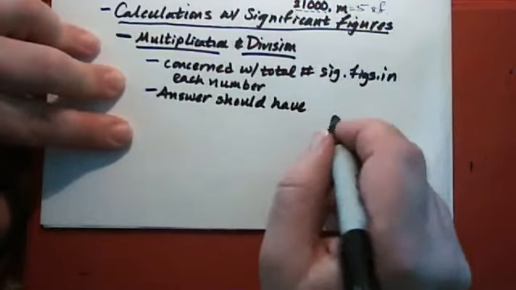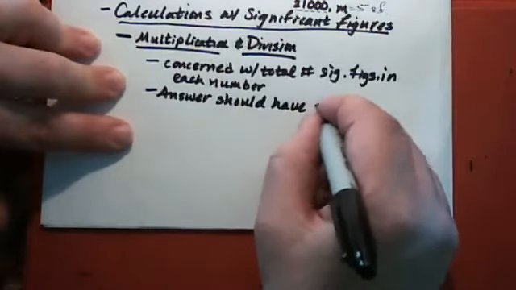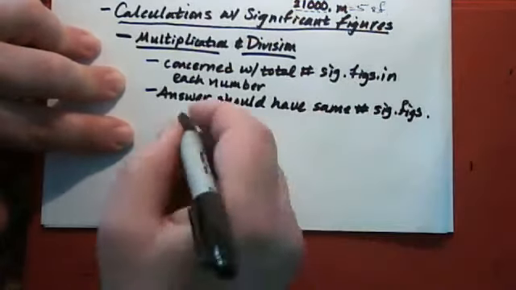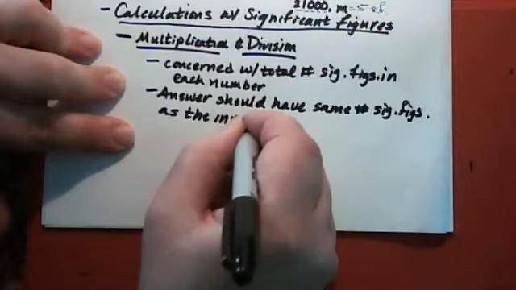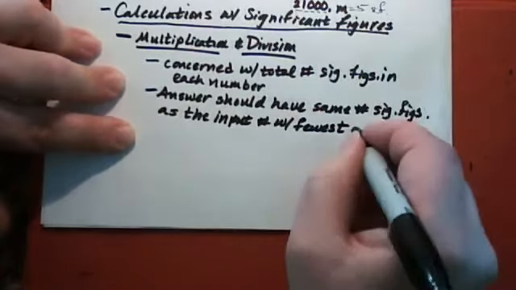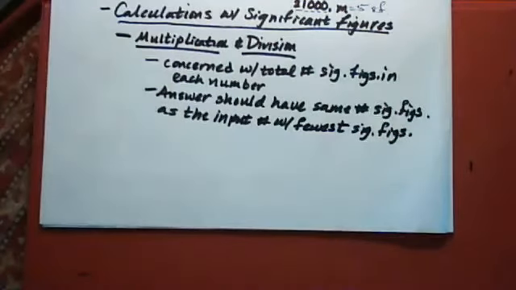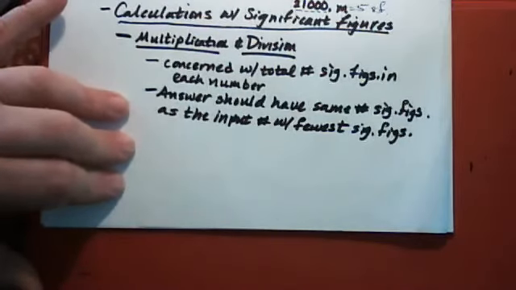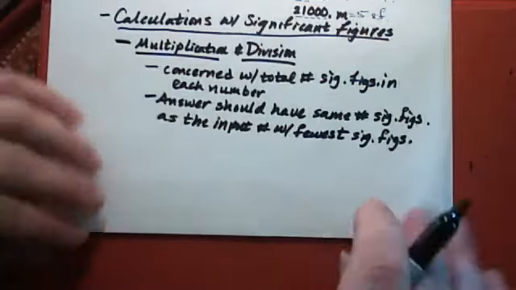And it's actually the number that you know with least accuracy that controls the accuracy with which you can possibly know the answer. So the answer should have the same number of significant figures as the input number with the fewest significant figures. So in other words, as I said a moment ago, the number that you know least accurately controls the accuracy with which you can possibly know the answer. And by input number, I mean the numbers that are going into the calculation.